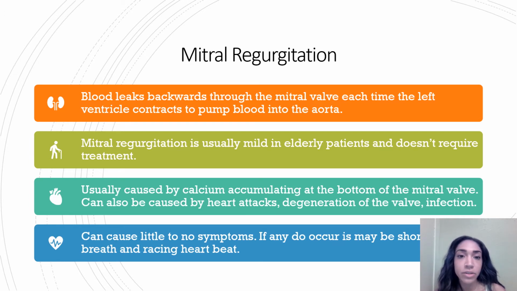So then we have mitral regurgitation. This is when blood leaks backwards through the mitral valve each time the left ventricle contracts the blood into the aorta. The mitral regurgitation is usually mild in elderly patients and doesn't require much treatment. Usually it's caused by calcium accumulating at the bottom of the mitral valve, and it can be caused by heart attacks and degeneration or infection. It usually doesn't cause any symptoms. If they do occur, they're mild. They can have shortness of breath and maybe a racing heartbeat.